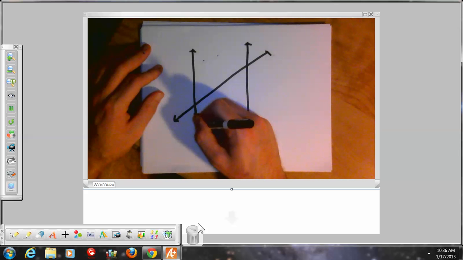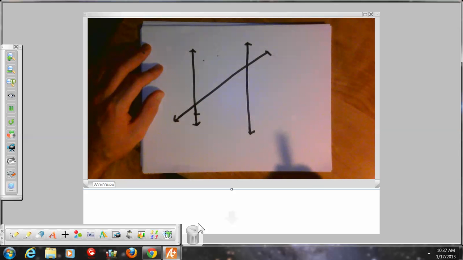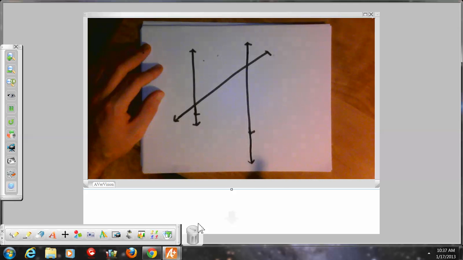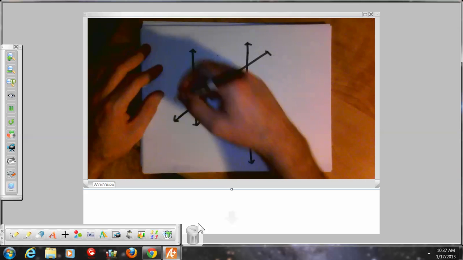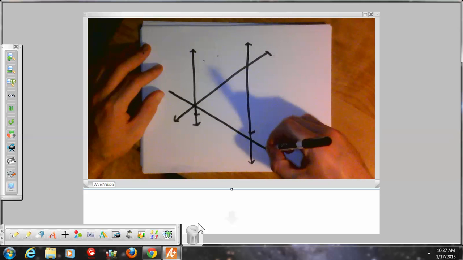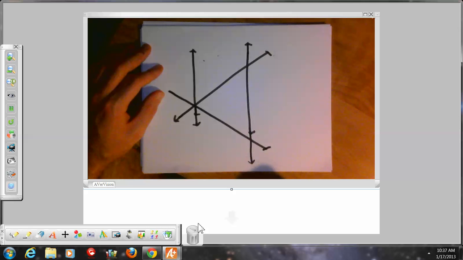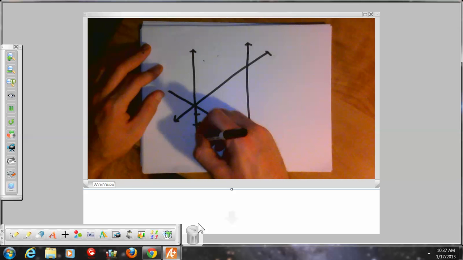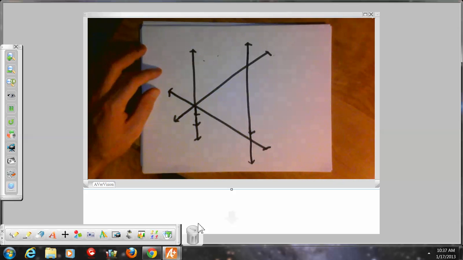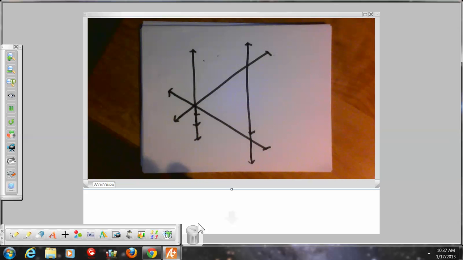Let me extend this guy a little bit. And we have another transversal. I'll extend this a little bit, that is going to go from here to here. So I hope I drew this guy okay. Okay. So this is the figure for number 33.